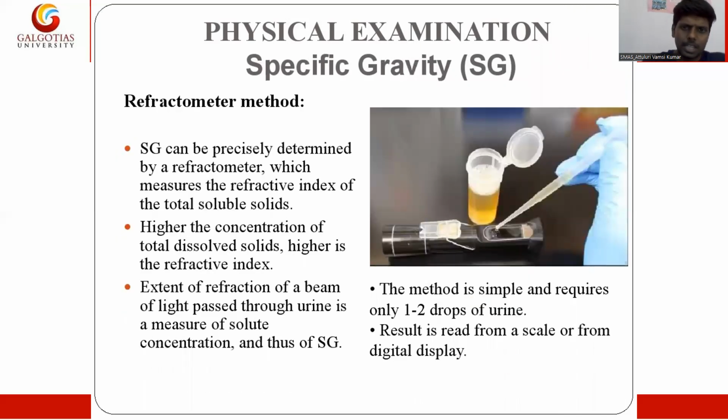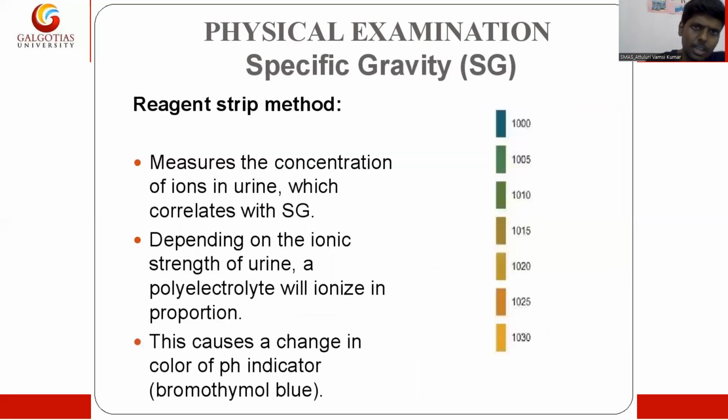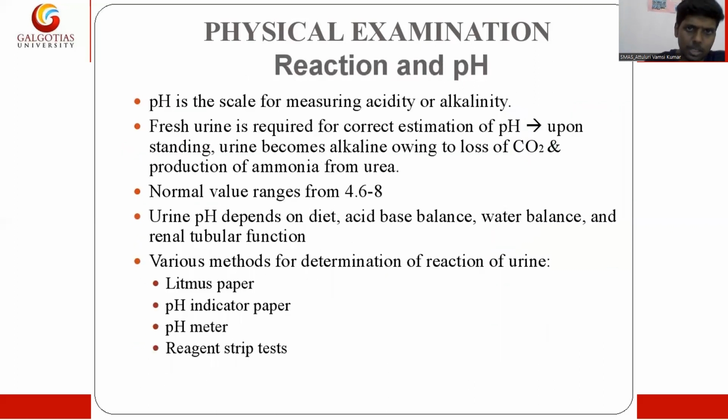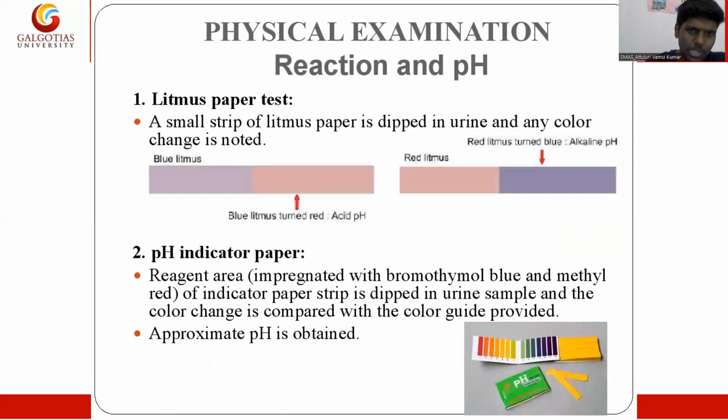Then there are some methods of detection of specific gravity. This is not required as of now in this particular subject. Maybe we will discuss this in future semesters. So I'm just skipping this part of the lecture. The normal pH of urine is acidic, around 4.6 to 8.